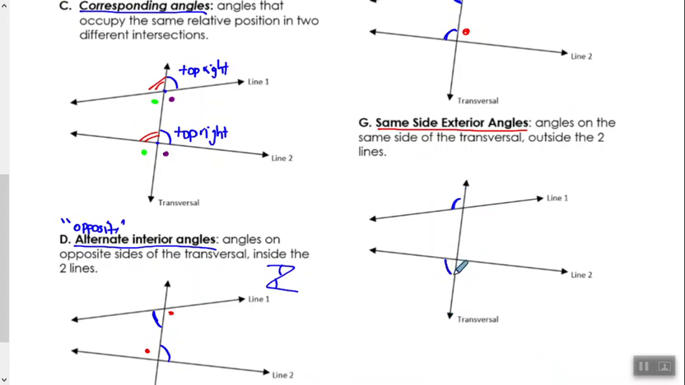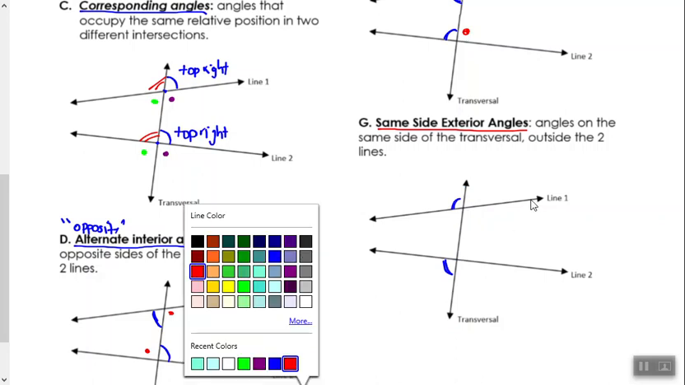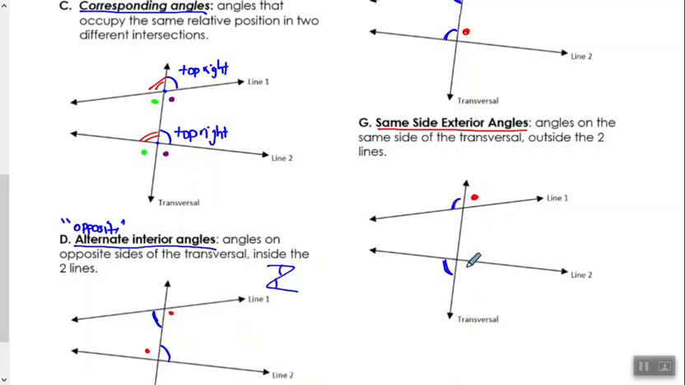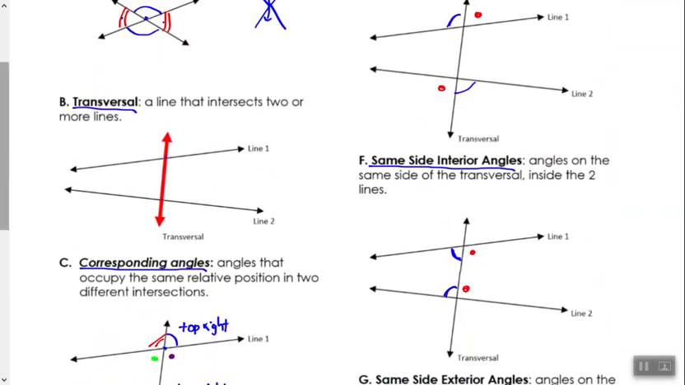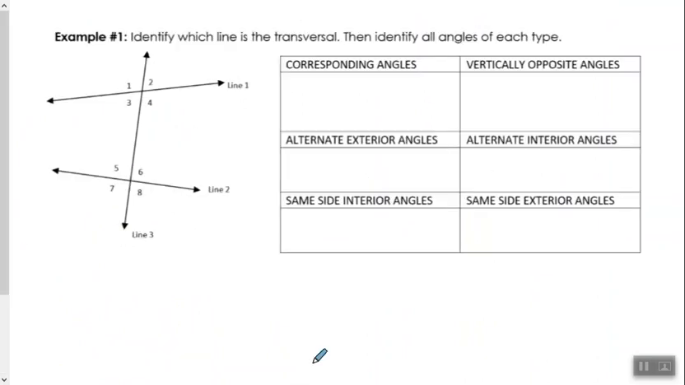And if this is 1, then same side exterior is going to be, okay, same side of the transversal, and then an outside angle. So here we have same side exterior angles, and this one will be same side exterior with this one. Okay, so 2 different pairs, 2, 2, 2.